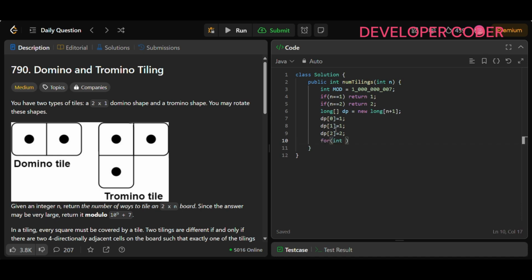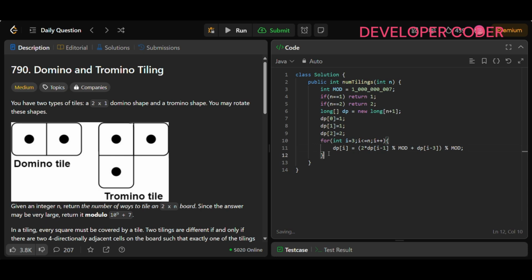And here for int i is equal to 3, i less than or equal to n, i plus plus. Inside this you have to calculate dp of i. You are going to calculate it like this: 2 into dp of i minus 1. We have already derived this formula. Just do mod here, and after that use the plus symbol and dp of i minus 3, and again use mod with the mod value. That's it.